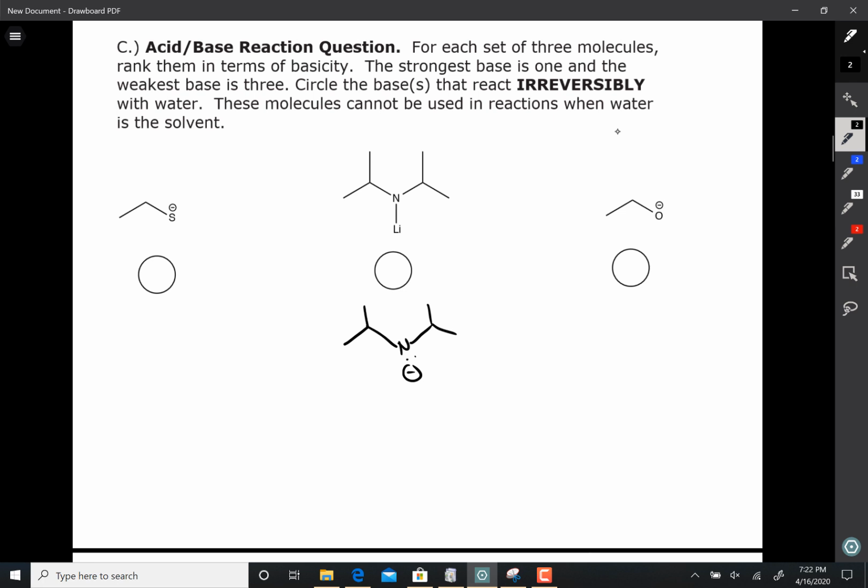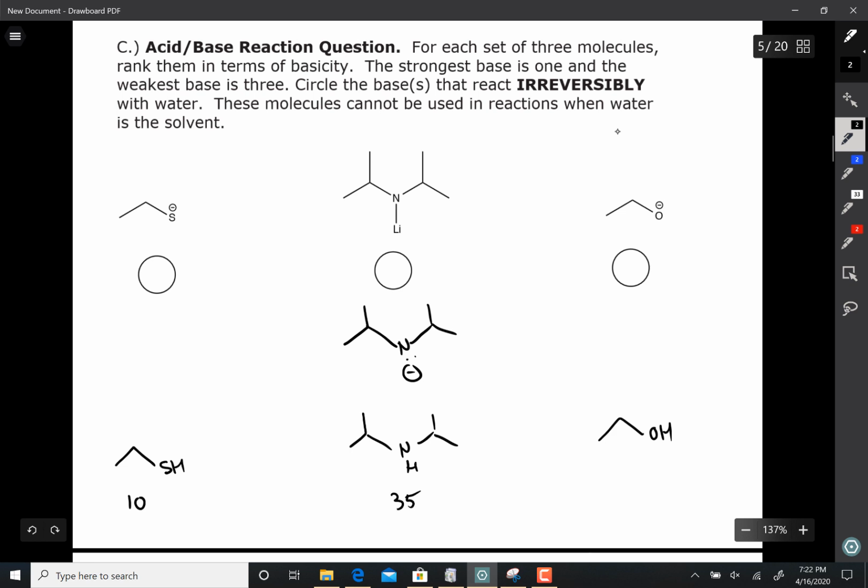Now we're talking about basicity. Basicity is looking at the conjugate pKa's. So the conjugate acid of this molecule is here. The conjugate acid of that amide is here. And the conjugate acid of that alkoxide is here. This has a pKa of 10. This has a pKa of 35. And this has a pKa of 15. We're looking at the strongest base. The stronger the base, the weaker the conjugate acid is. So this is the weakest conjugate acid, making this the strongest base, followed by this one, followed by this one.